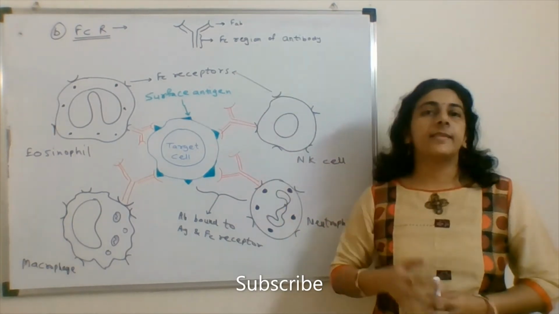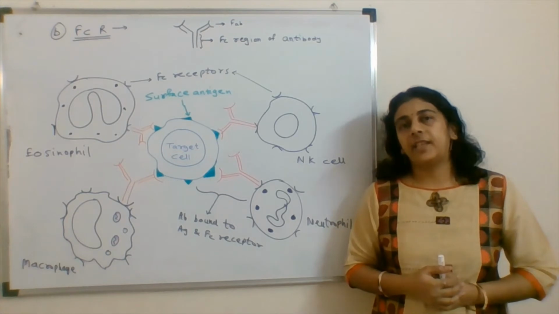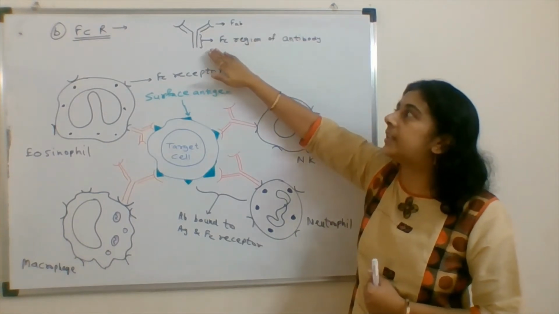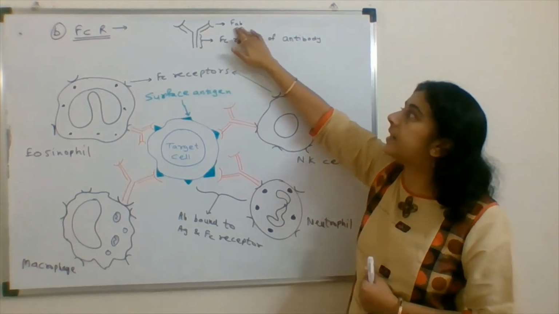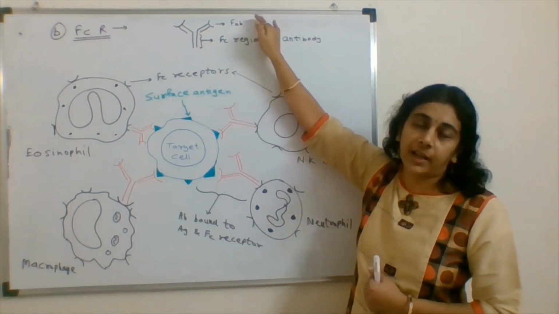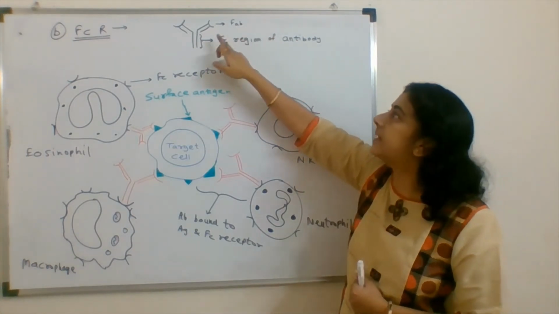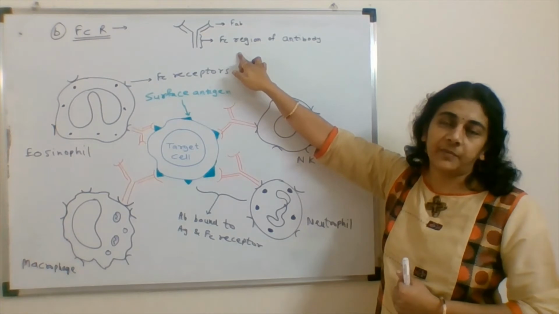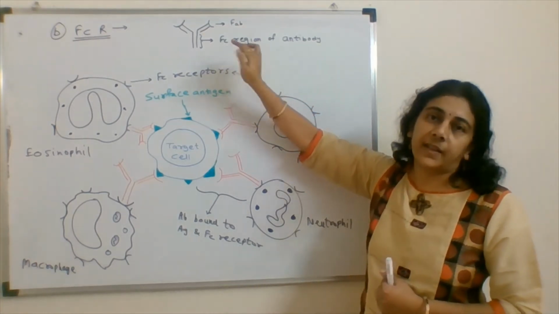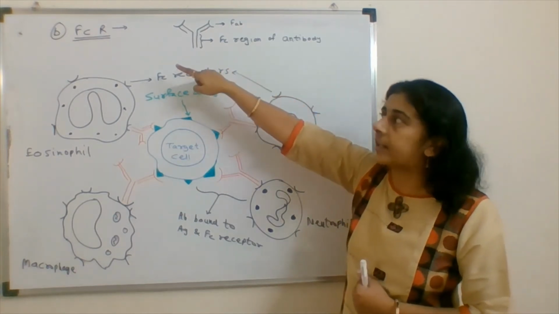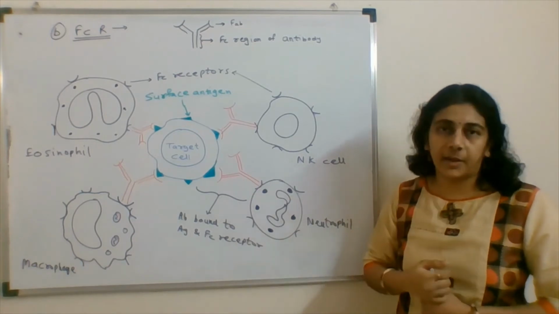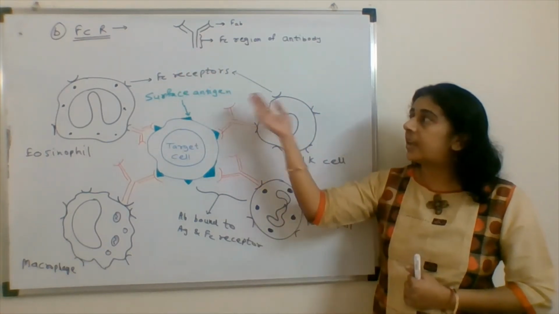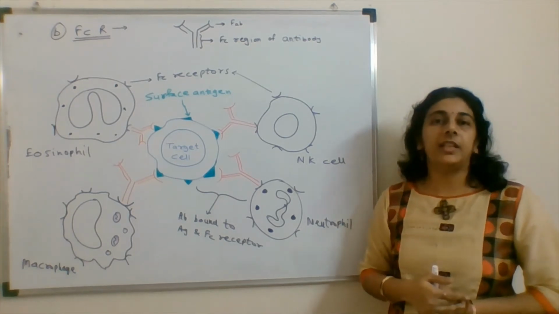Coming to the second option, FCR. What is this FCR? This is an Fc receptor. When we look at the structure of an antibody, we find this is the Fc region, and this is the Fab, the fragment antigen binding, where the binding of the antigen takes place. This lower portion is the Fc region, which stands for fragment crystallizable. So FCR is the receptor for this Fc region. The question is asking whether FCR are responsible for the activation of the T cells.